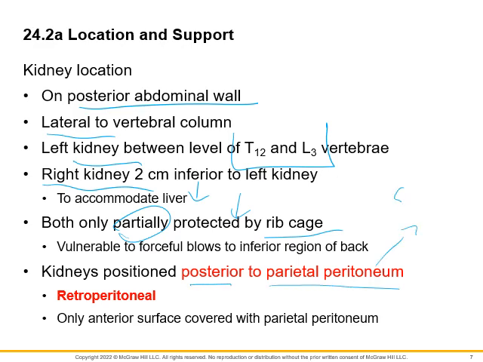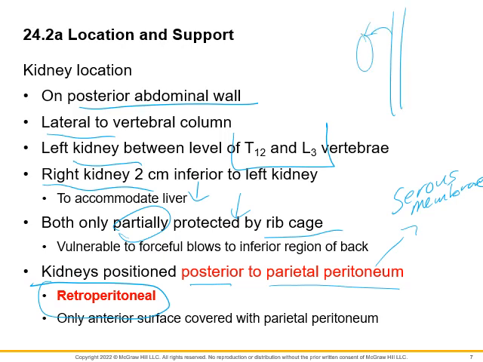And if you remember, the parietal peritoneum is that serous membrane that reduces friction, right? And it's on the backside. So we call the kidneys' position retroperitoneal. So the peritoneal membrane would be here, and they are on the outside of it, behind it. So remember, you've got parietal peritoneum, then you're going to have the cavity, peritoneal cavity, and then you're going to have your visceral peritoneum.